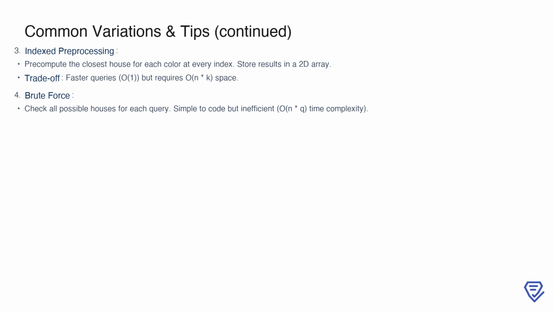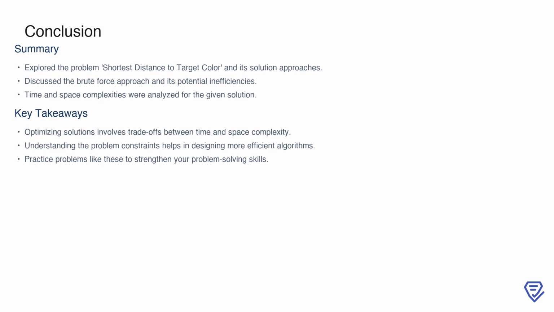Of course, you could also use the brute force approach, which involves checking all possible houses for every query. While this method is simple to implement, it's highly inefficient, with a time complexity of O(n*q). It's generally not suitable for larger inputs, but it can be a good starting point for understanding the problem before diving into optimizations.